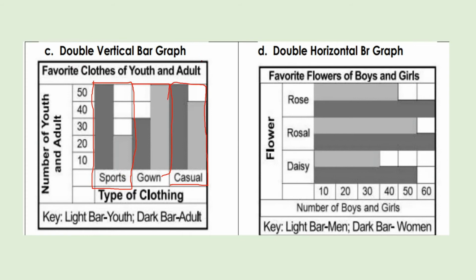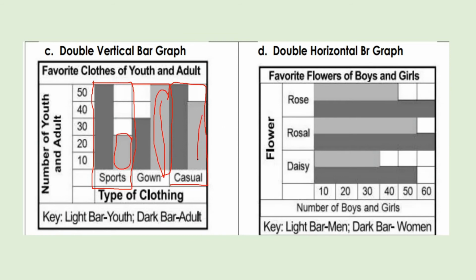So ngayon, sabi ko kanina, yung panglimang part natin ng bar graph is the key. Ginagamit natin siya kapag double, triple, or multiple bar graph na tayo. So, ano ba yung key? Yung light bar is for youth and yung dark bar is for adult. Kung pareho kasi ng kulay, how can we identify kung nasan yung youth and nasan yung bar ng adult? Sabi dito, yung light bar, so nasan ba yung light bar? Ito yung light bar natin.